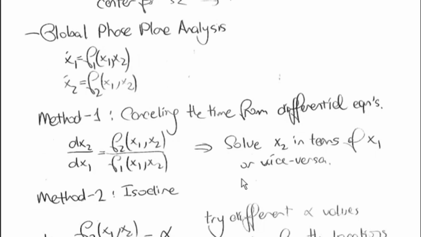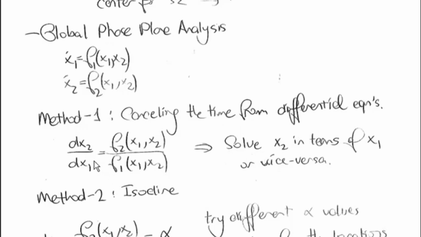Then, finally, in the phase plane analysis, we went into the concept of global phase plane analysis for nonlinear systems. In this case, we are trying to draw globally the trajectories of the nonlinear system. There are two methods, but these methods are all confined to very simple systems. We cannot really analyze the trajectories of a very complex nonlinear system without using a computer. So the first method for global phase plane analysis is to cancel the time from the differential equations.